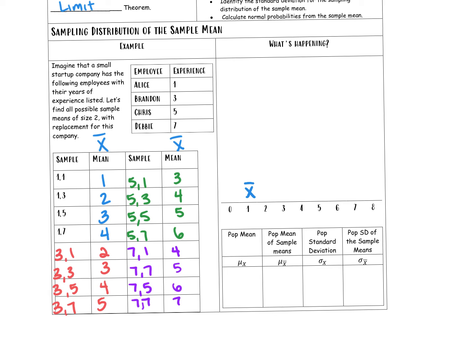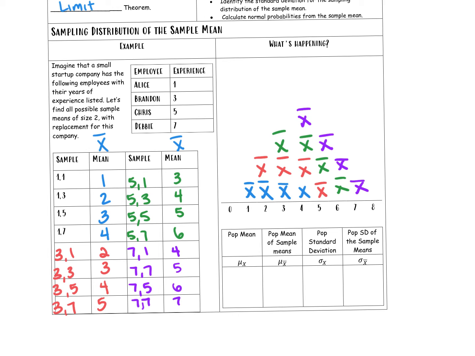How many times do I see the value of 2? Well, let's list all the ones for Alice first. I have 1, 2, 3, and 4. Then I have 2, 3, 4, and 5. Then I have 3, 4, 5, and 6. Then I have 4, 5, 6, and 7.